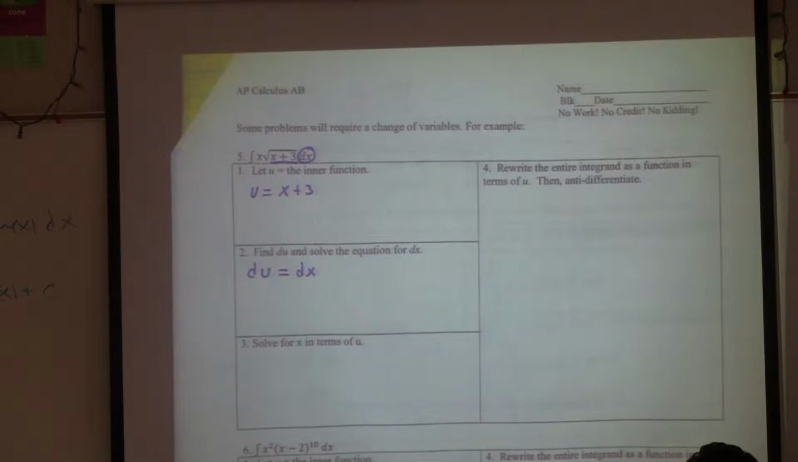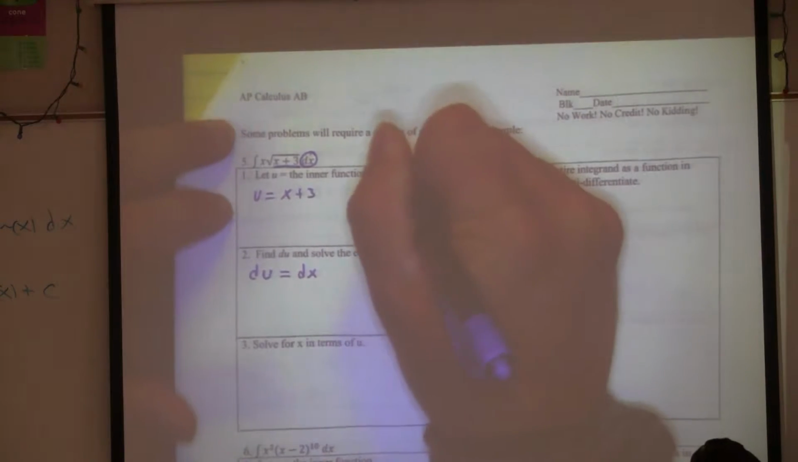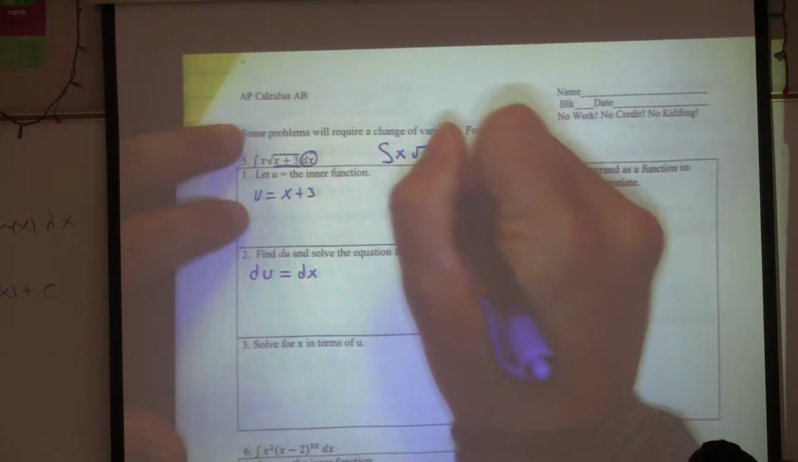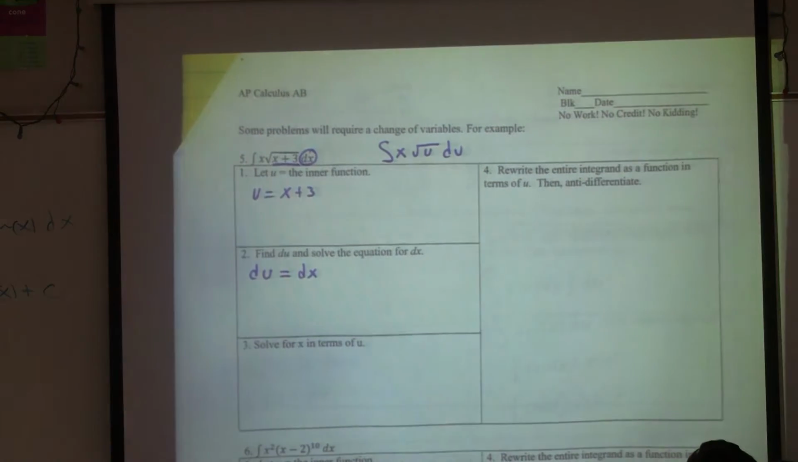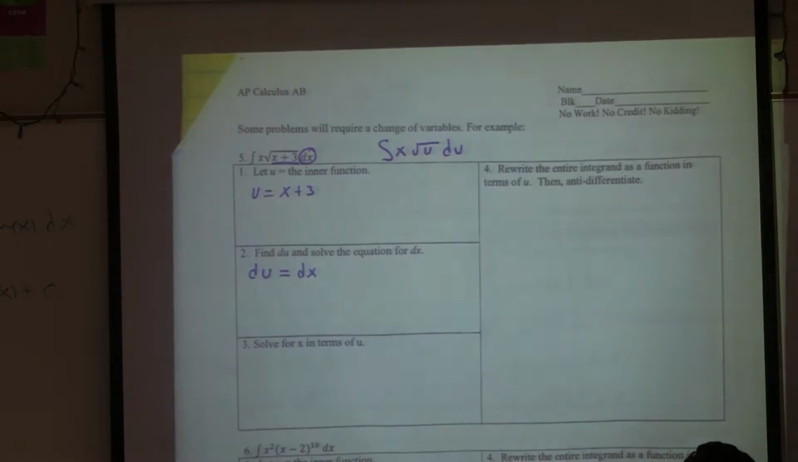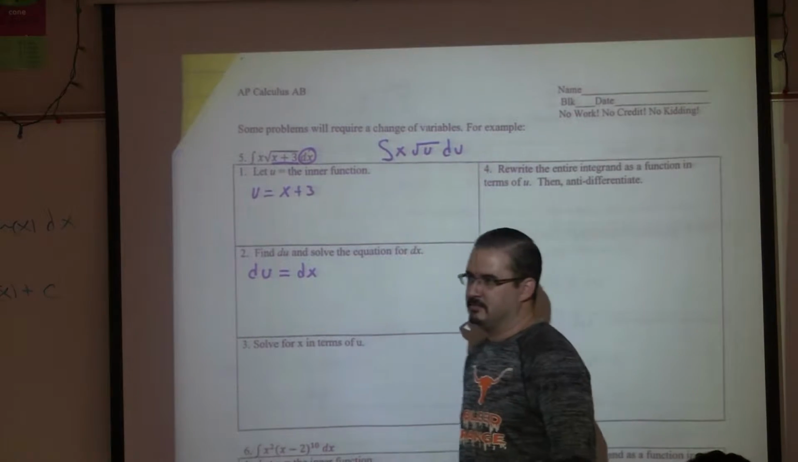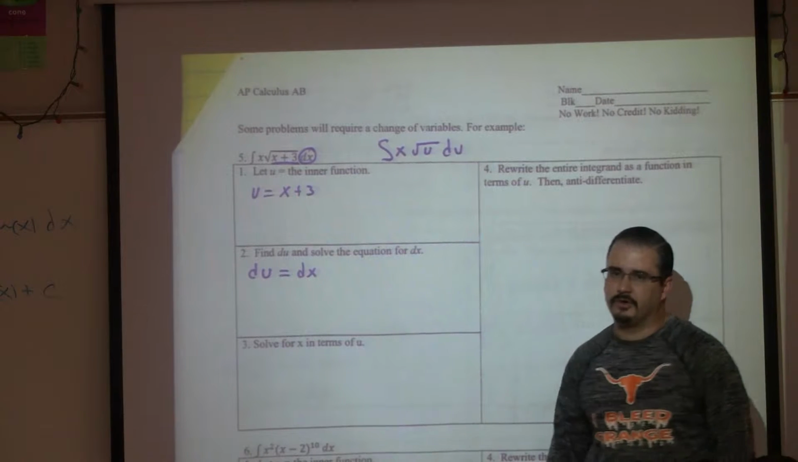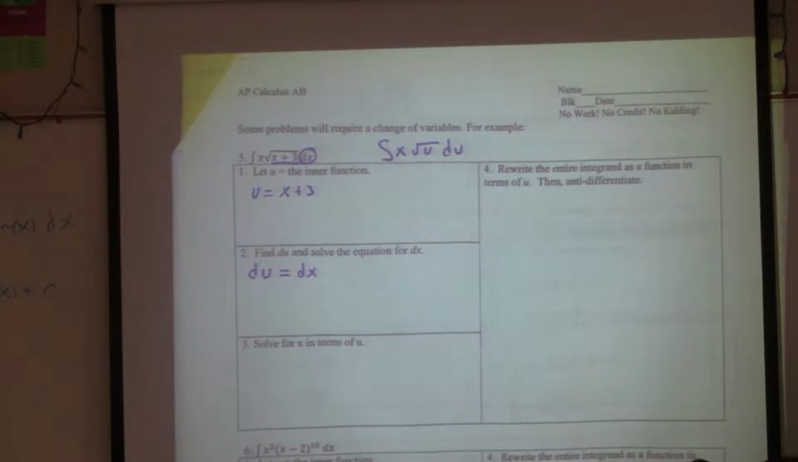Uh-oh. What's the problem here? The x doesn't go away. But it turns into u minus 3. I didn't get rid of the x by finding du. So what do I have to do to get rid of that x? How can I replace it?